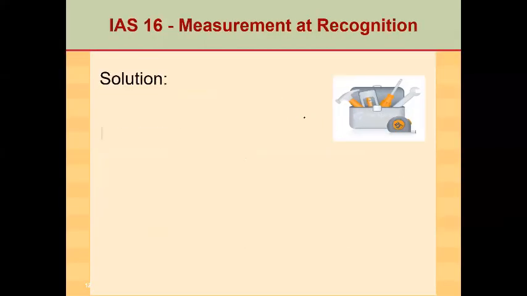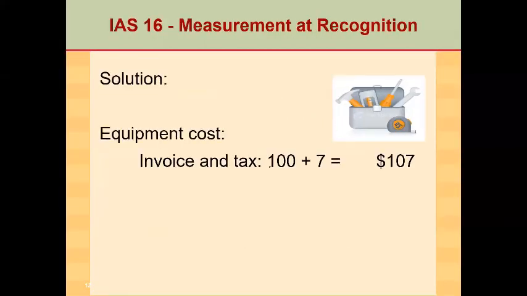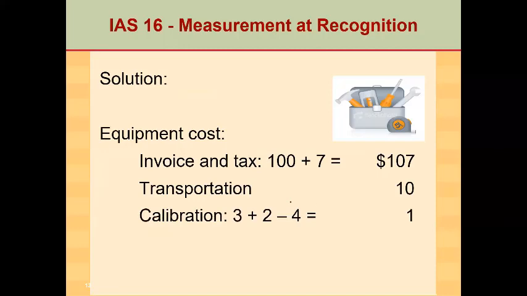Okay, the equipment cost, of course the 100, which is the cost, plus the $7, which is the sales tax. The transportation, of course, will be taken. Of course also the calibration will be taken, which is the $3 and the $2, minus 4, and I will tell you what is the minus 4 now. Okay, and the professional fees.